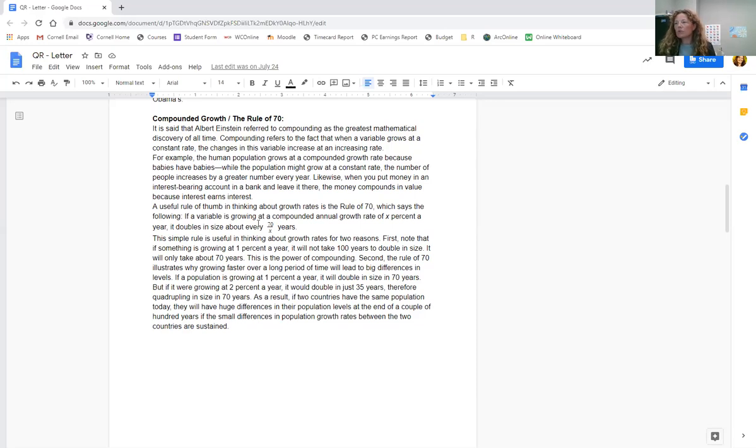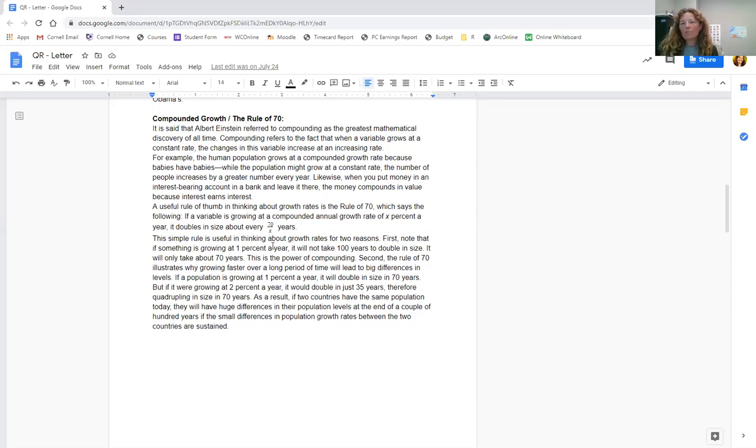So you can see the rule here. You can read all of this, but this little middle paragraph I'm going to look at, it says, if a variable is growing at a compounded annual growth rate of X%, so that's something that you would probably be given per year, it doubles in size every 70 divided by X years, X being that percent. So you just take 70, divide it by whatever the percent growth is, and that tells you the number of years that the money in that account will double.